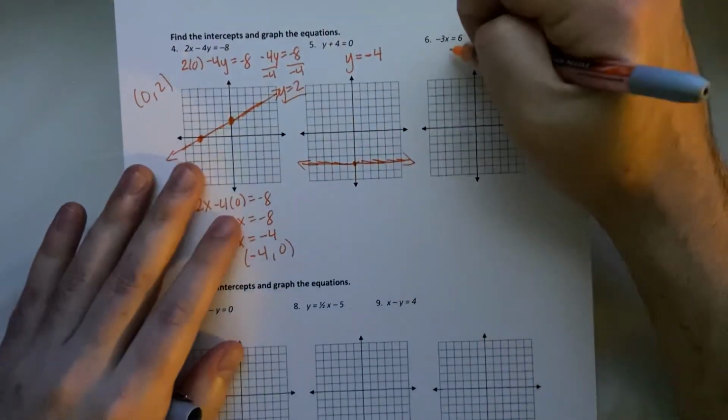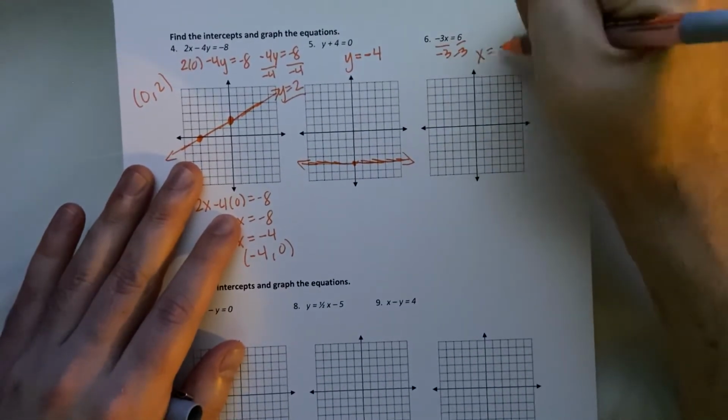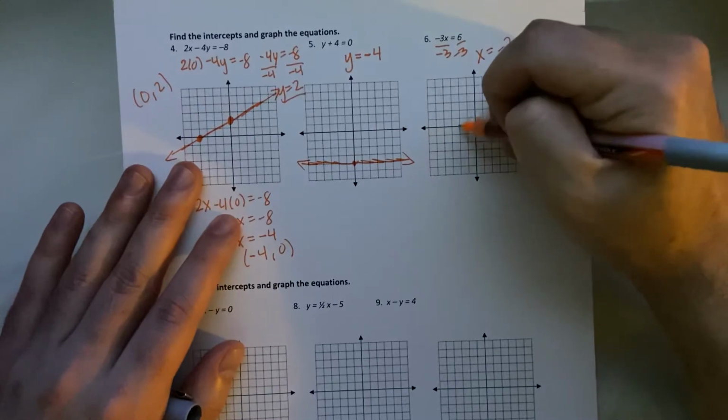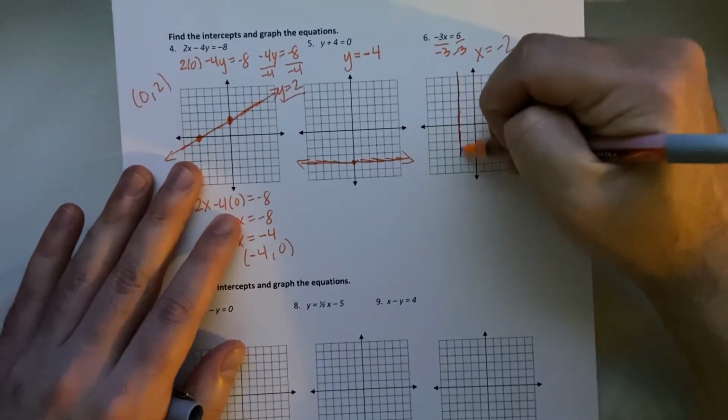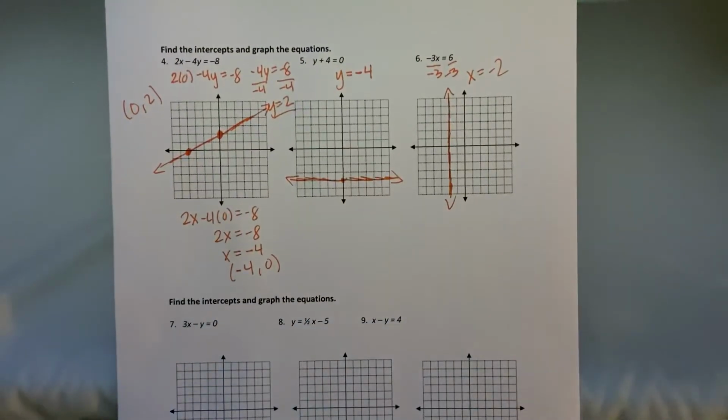x, same thing here. Divide by negative 3. x equals negative 2. You find where x is negative 2, and instead, x equals lines are vertical. So keep that in mind, that if you don't have both an x and y, then you'll have some special lines.